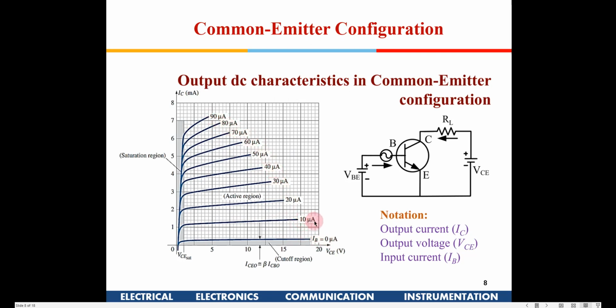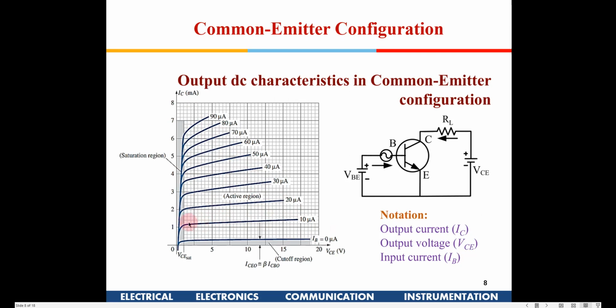Now if IB is equal to 10 microamperes, then you will find here it is close to 1 milliampere. That means for 10 microampere base current, you will find IC is 1 milliampere. So that means beta is around 100 in this particular case. Again for 20 it is close to 250. So it is like this. Beta times IB is the current.